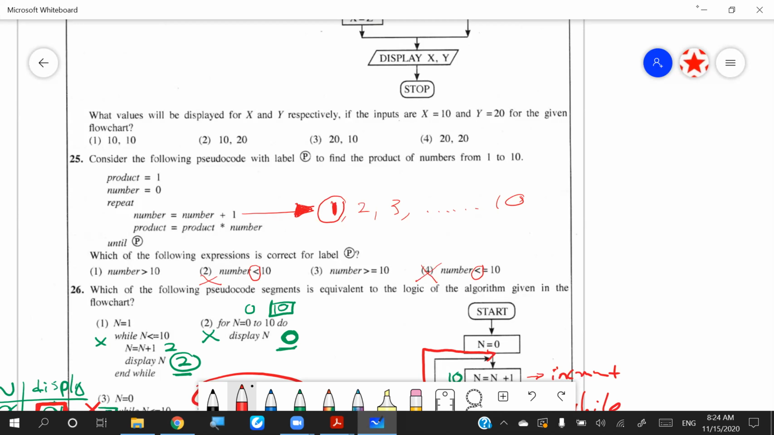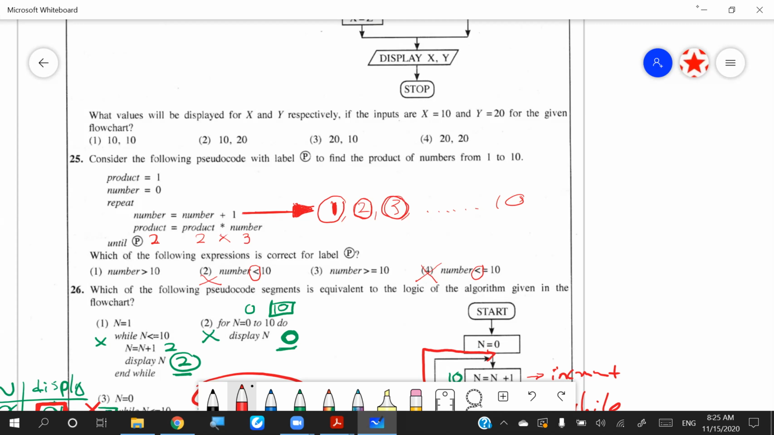Now let's see how this happens. When number is 1, product is 1 into 1, which is going to give you 1. When number is 2, your product is 1, and it goes like 1 into 2. So your answer is going to be 2 over here. And when it is 3, the product's value is 2 for the moment, then it is going to be multiplied by 3, right? So likewise.